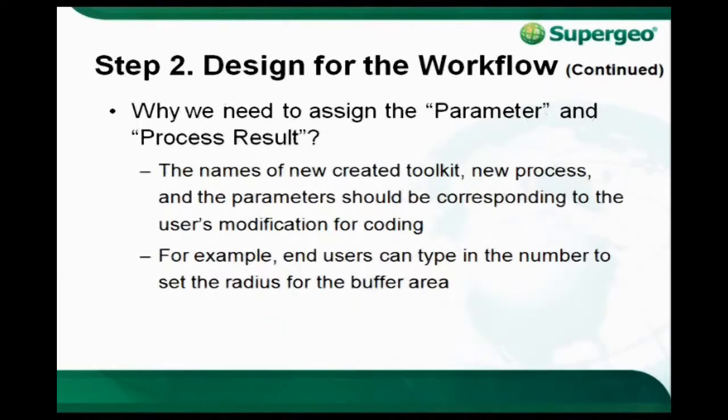About the settings for parameters and the results. Why do we need to do these extra steps? The reason for setting them as parameters and the result is to make an interactive web service for end users. For example, end users can type in a number to set the radius for the buffer area. Not only the P and R relate to the end user's modification. You should also note the names of the Toolkit folder and the process. These elements are all required when modifying the code for the web.